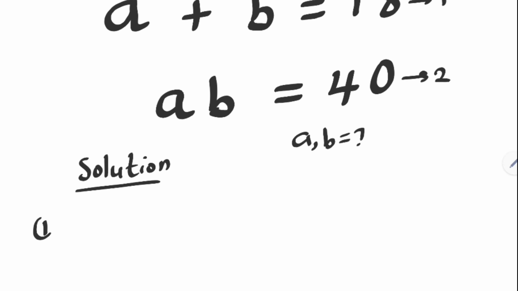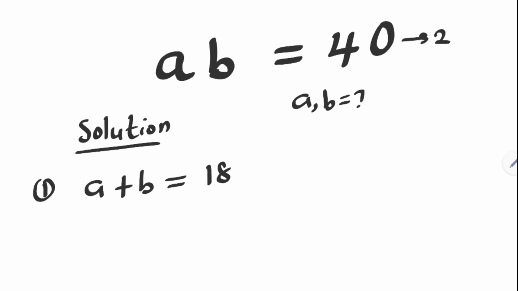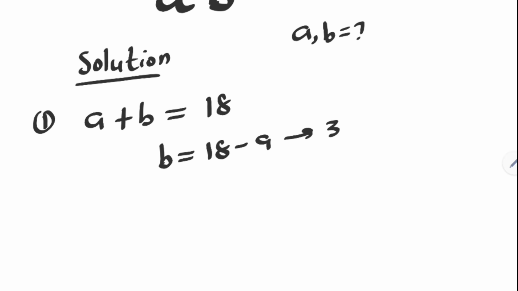From equation 1, A plus B is equal to 18. Let us make B the subject of the formula. B is equal to 18 minus A. Let us label this equation 3. From equation 2, AB is equal to 40. Let us substitute for B, which is 18 minus A.